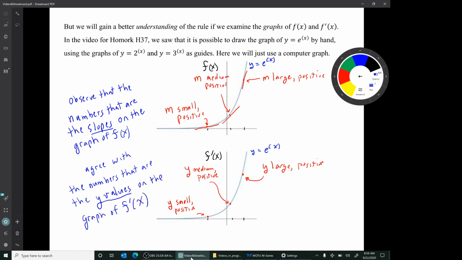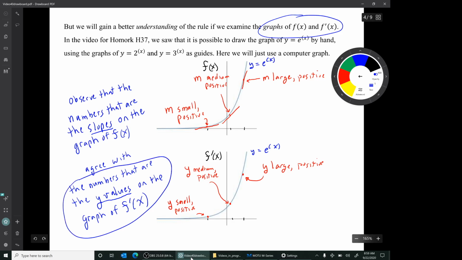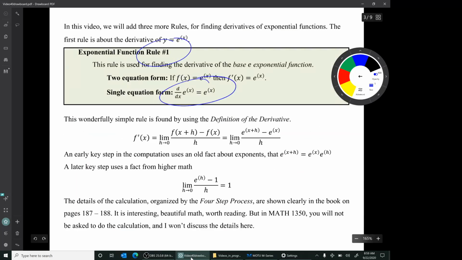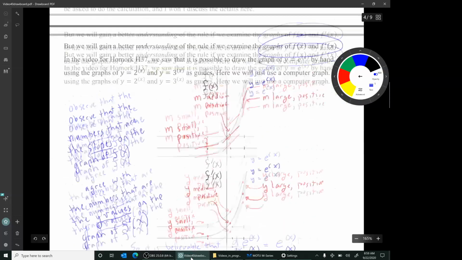Now that relationship is the relationship that you're supposed to have between the graph of f of x and f prime of x. F prime of x is the graph whose y values are supposed to be the numbers that are the slopes on the graph of f of x. So it's believable that the derivative of e to the x is e to the x. So it's believable that rule 1 is true. Rule 1 says the derivative of e to the x is e to the x.